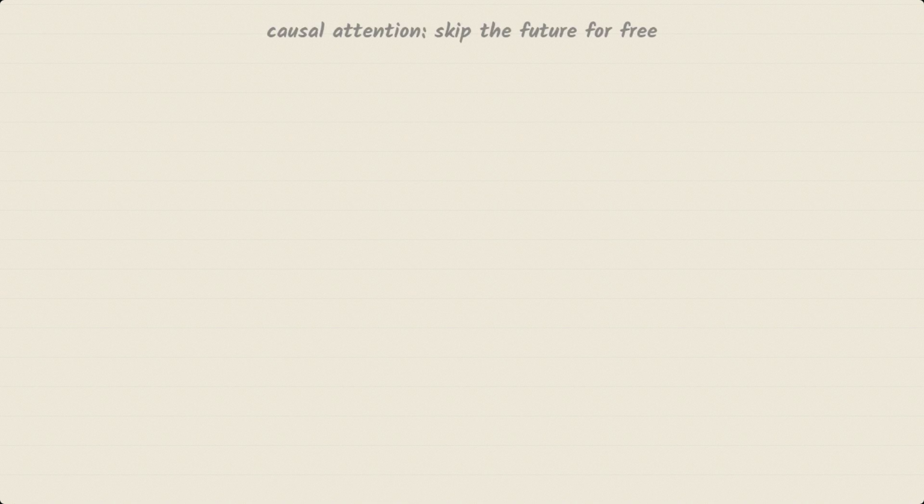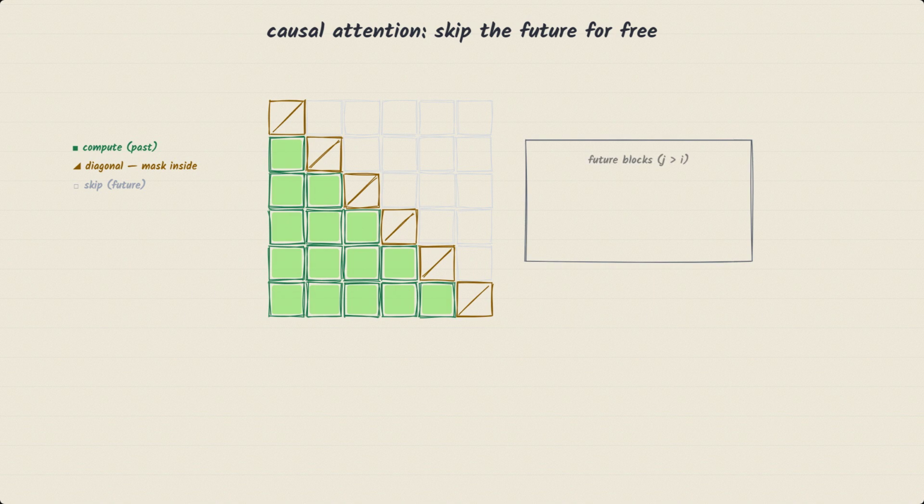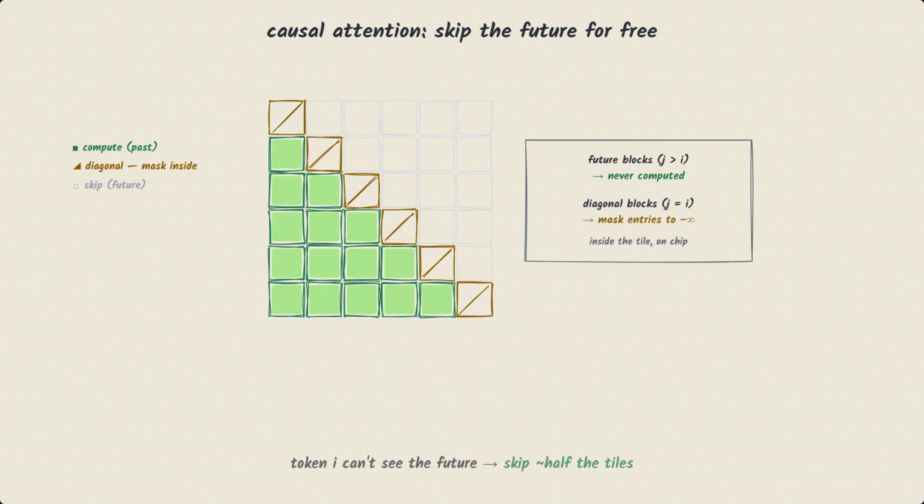One more thing you'll need for real language models: causal masking. A token can only attend to the past. So in the tiled picture, every block above the diagonal is pure future, and you simply never compute it. That's roughly half the tiles gone, for free. The blocks sitting right on the diagonal are the only subtle case. Part of each is past, part is future, so you mask the future entries to -infinity inside the tile, on chip, before the softmax. Sliding windows, block-sparse patterns, they all slot into this exact same loop.